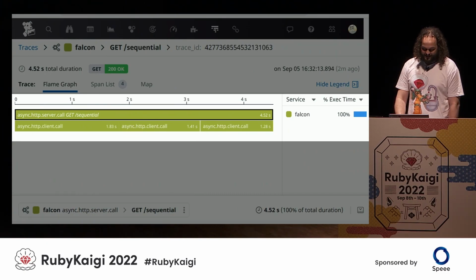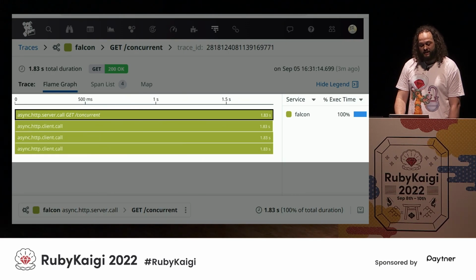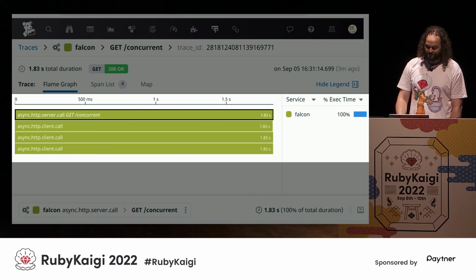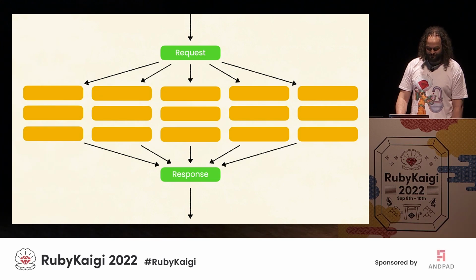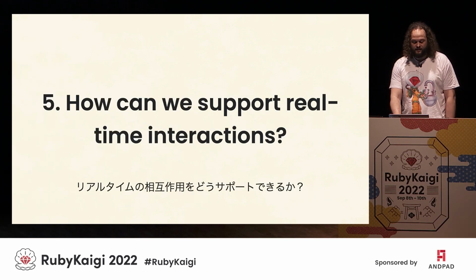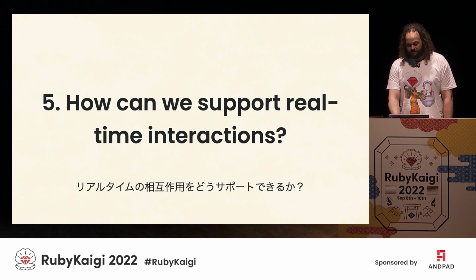We can visualize this and compare the sequential execution, which takes about 1.5 seconds for a total of 4.5 seconds. But if we do this concurrently, it only takes about 1.8 seconds total. Async makes it very easy to implement fan-out and map-reduce style processing, which can greatly reduce overall latency. Question 5, how can we support real-time interactions?